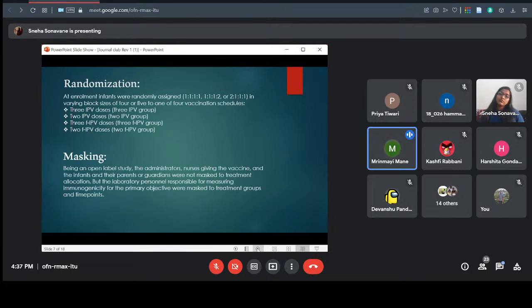So 4 groups were made based on 4 vaccination schedules, and the groups were 3 IPV dose group, 2 IPV dose group, 3 fractional IPV dose group, and 2 fractional IPV dose group. After enrollment, the infants were randomly assigned into one of these 4 groups using a computer-generated block randomization. As this is an open-label study, the administrator, nurses giving the vaccine, and the infants and their parents or guardians were not masked to the treatment allocation, which means they were aware of the group or treatment they're allocated. But the laboratory personnel responsible for measuring the immunogenicity were masked, which means they were not aware of the treatment groups or the time points. Next slide.